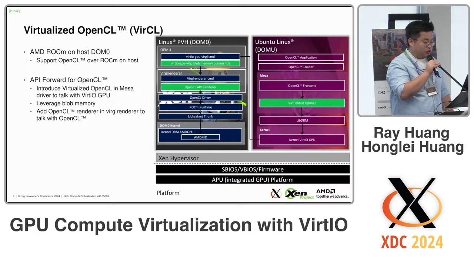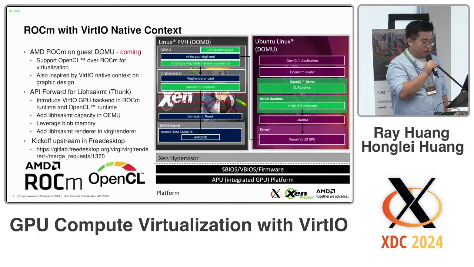And we also leverage the blob memory, and also add the OpenCL render in the virtual GPU virtual render, to talk with the OpenCL in the guest. You can see we try to add a virtualized VirtIO based on the virtual GPU in the backend in the guest Mesa. But after we implemented the first prototype, we found that it's not very efficient and the performance is not ideal. So we leveraged the idea of the native context in ROCm as well.